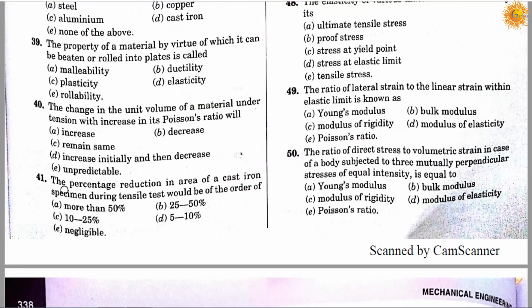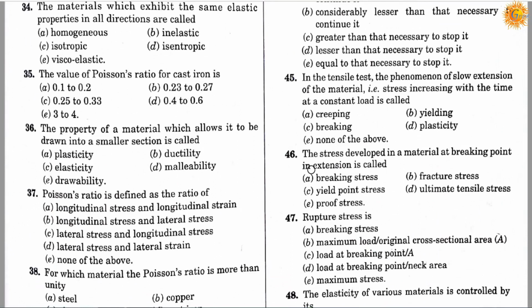Question number 41. The percentage reduction in area of a cast iron specimen during tensile test would be of the order of: option A, more than 50%; option B, 25 to 50%; option C, 10 to 25%; option D, 5 to 10%; option E, negligible. Correct answer is E. It will be negligible. Question number 42.